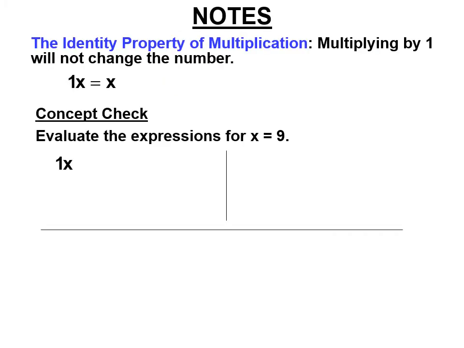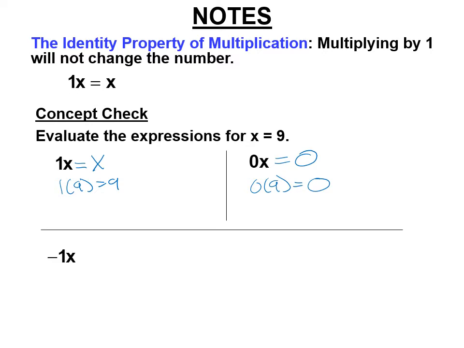Right, identity property of multiplication, right? So we're just going to go over what we've told you already. 1 times 9 is 9. So 1 times x is always whatever x is. Identity property of multiplication says so. What is 0 times x? We talked about this already. 0 times 9 is 0. 0 times any value of x is 0. It's called the 0 property.